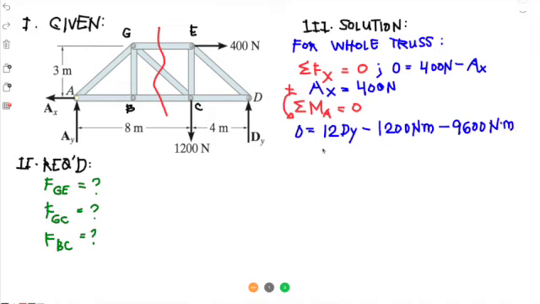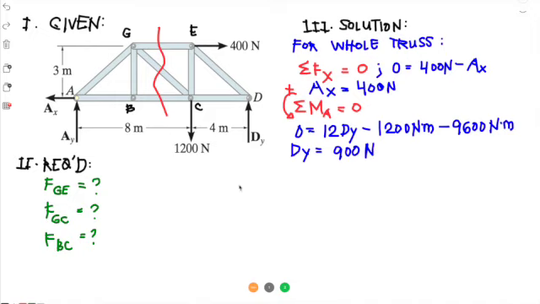So if we will manipulate this equation, we can find that DY would just be equal to, transpose the negative values on the other side, it will become positive. So that's 96 plus 12 divided by 12. And we will find the reaction DY as 900 newtons. So it's a positive, so it means that our assumption is correct.